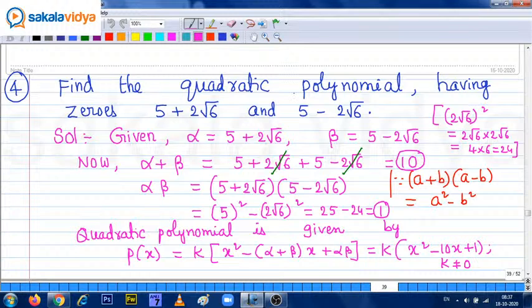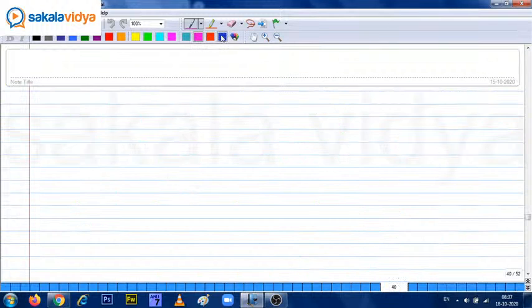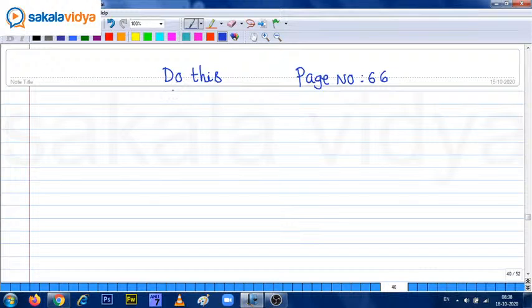Yesterday we had a discussion up to these 4 problems. Today we discuss these problems. Page number 66, before the 3.3 exercise. Do this activity. Textual questions today we shall discuss. This is actually for 10th class.